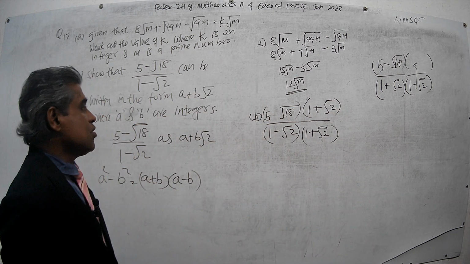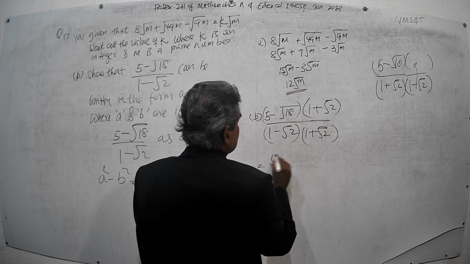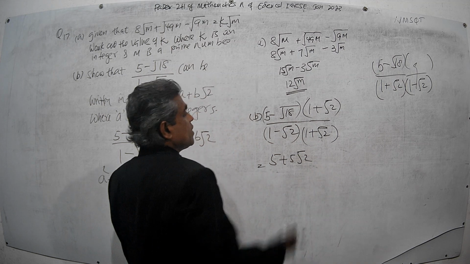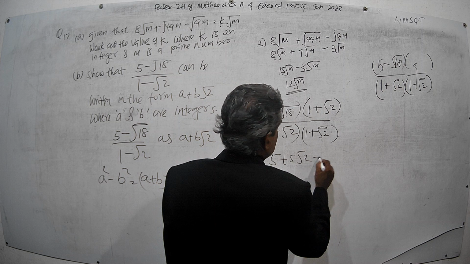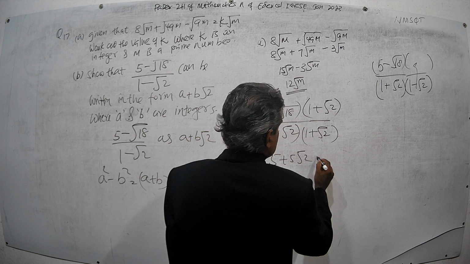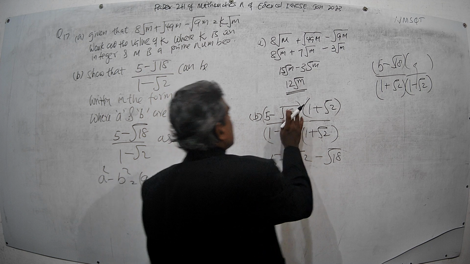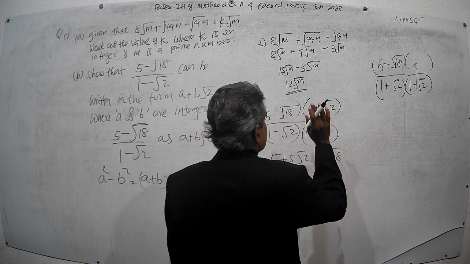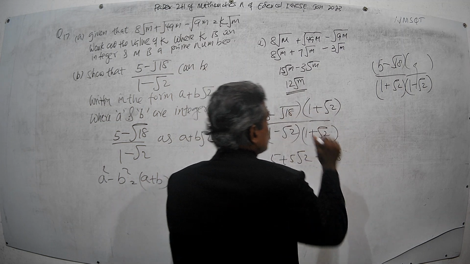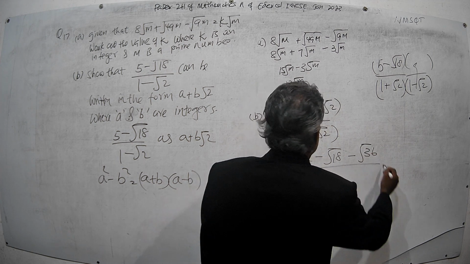Okay, so now you multiply. 5 times 1 is 5. 5 times root 2 is 5 root 2. Then minus root 18 times 1 is minus root 18. Then minus root 18 times root 2 is root of 2 times 18, root 36, minus root 36. That is the top part.